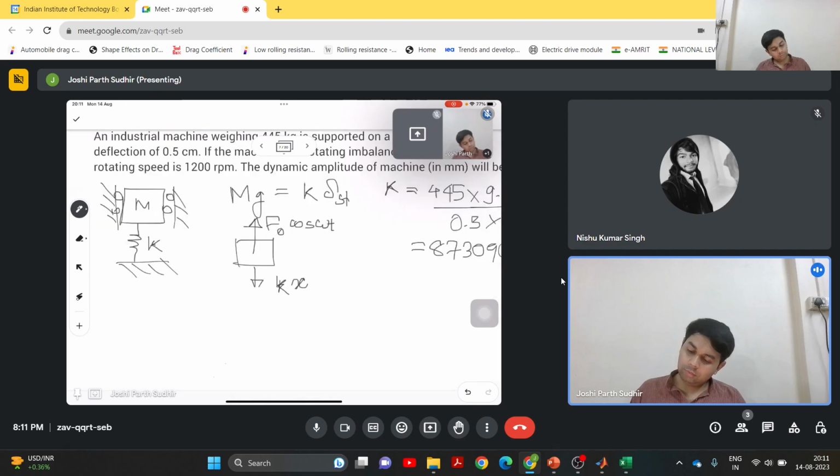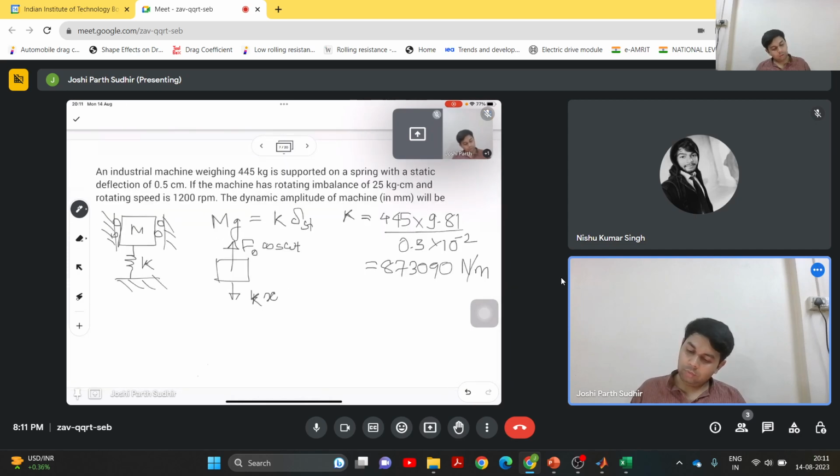So we can write down F naught, because it is a rotating imbalance, we can write down as me into omega square. It is already given that me into E is 25 kg centimeter, or 0.25 kg meter. So into omega square.